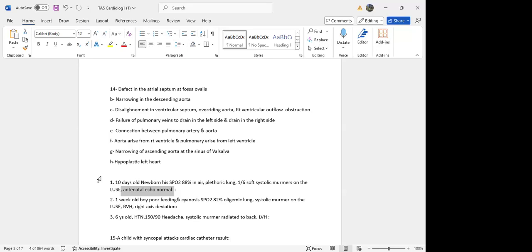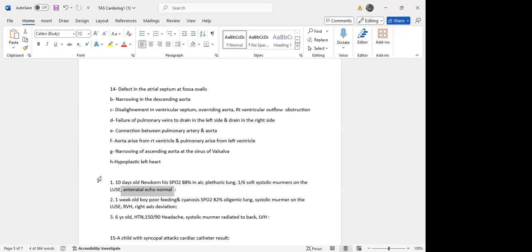Yes. First tell the diagnosis, then explain the underlying pathophysiology. What do you think? What could be the cause? This is the scenario, Aleem.